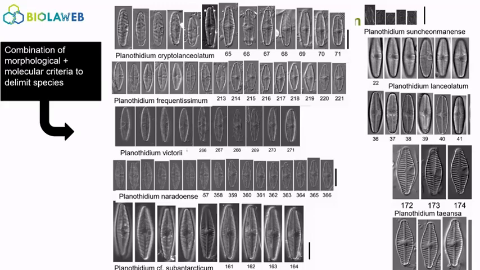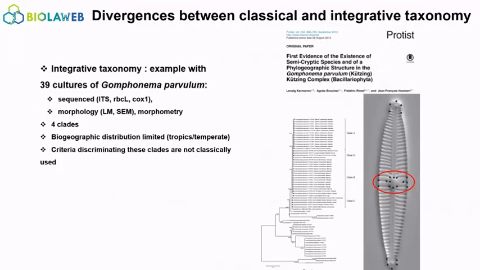I would like to give you a second example. Here it's also going to speak really the diatom, it's Gomphonema parvulum, and this is a paper of Lenaïg Kermarrec. She did the same thing. We had a certain number of 39 cultures. She sequenced 18S, ITS, RBCL. This a little bit doesn't matter, but you have groups.